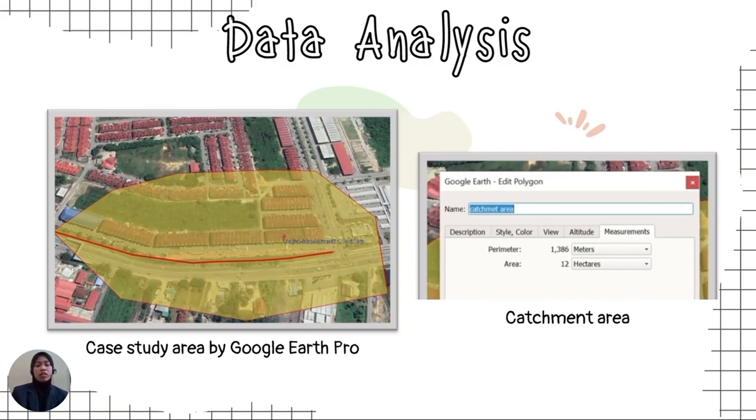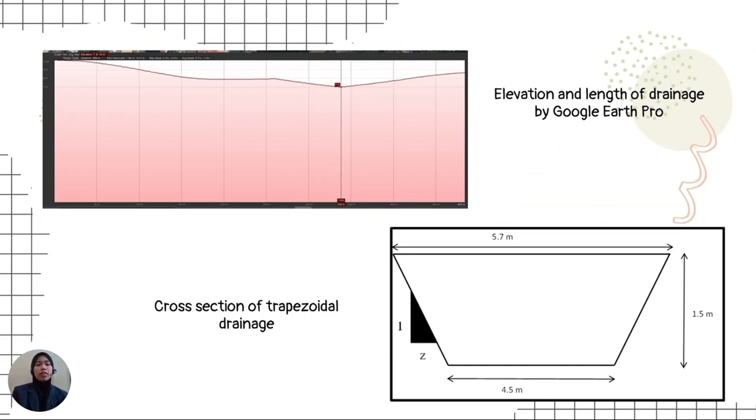Next, by using the same software, I calculated the catchment area and I get 12 hectares, as shown in this second picture. This third picture shows the elevation and length of the drainage, also using Google Earth Pro. It is not clear here, but the highest elevation is 10 meter, the lowest elevation is 7 meter, and the length of the drainage is 484 meter. The last picture shows the cross-section of the trapezoidal drainage. From the site visit, we get the bottom width is 4.5 meter, the top width is 5.7 meter, and the depth of the drainage is assumed at 1.5 meter.